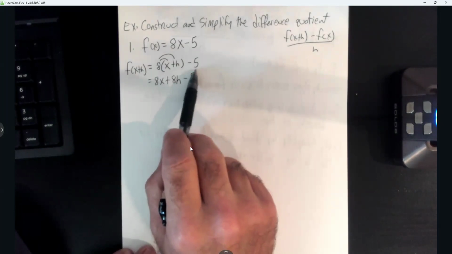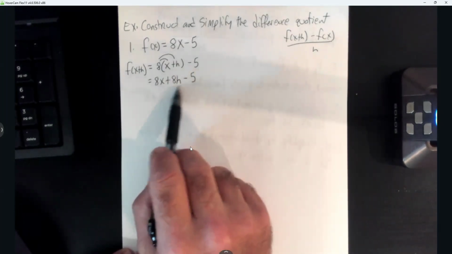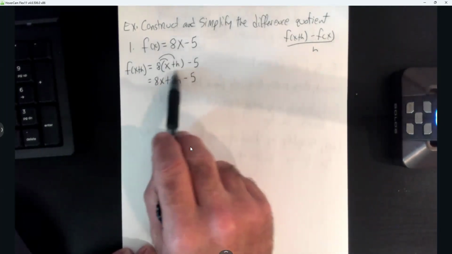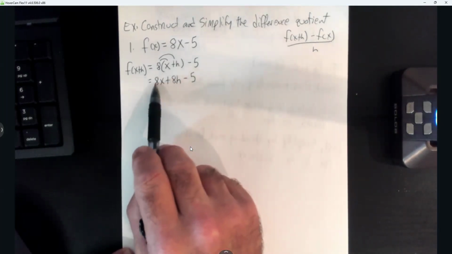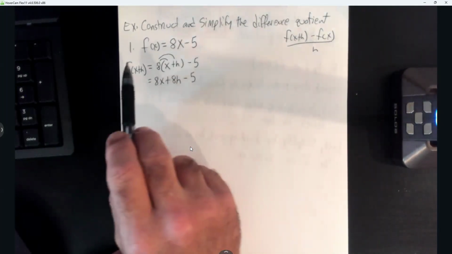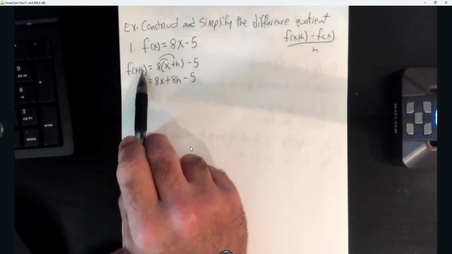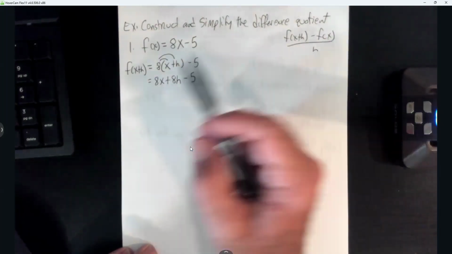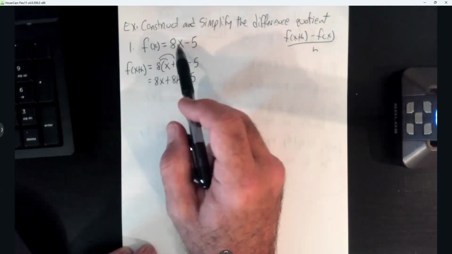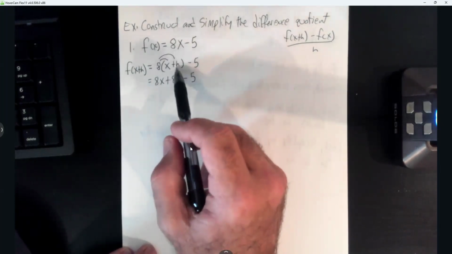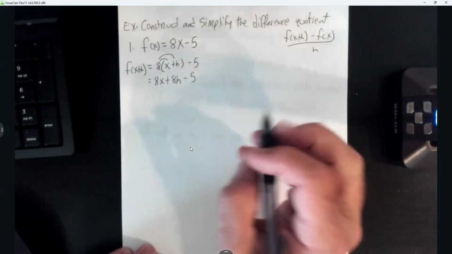All right, so let's see. We cannot do anything else to that. There's no more like terms or anything. So this expression is now f of x plus h. So y'all, that's what we mean when we say find f of x plus h. You're just replacing that x with an x plus h, okay?